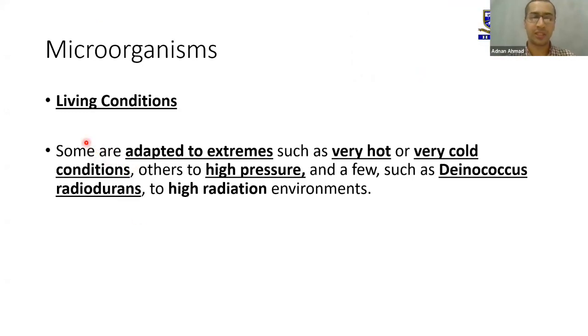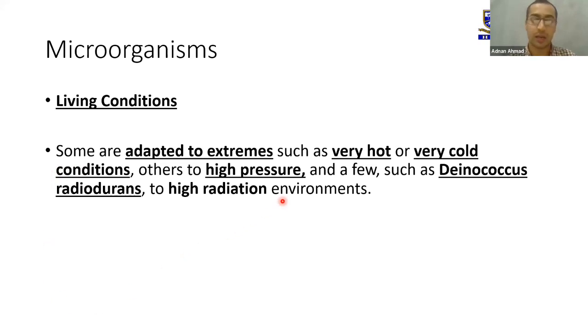So let us talk about the living conditions of the microorganisms. Some of them are adapted to extreme environments, such as very hot. You may think that something cannot live in a volcano, but you are wrong. There are bacteria, there are microorganisms that can even live inside hot volcanoes, right? So that is why we are saying that they are adapted to extreme temperatures, very hot, very cold conditions. What would be the very cold condition? Glacial lakes, inside the glaciers where the temperatures are very low, inside the earth, or deep in the ocean where temperatures are very cold, you will find microorganisms there as well.